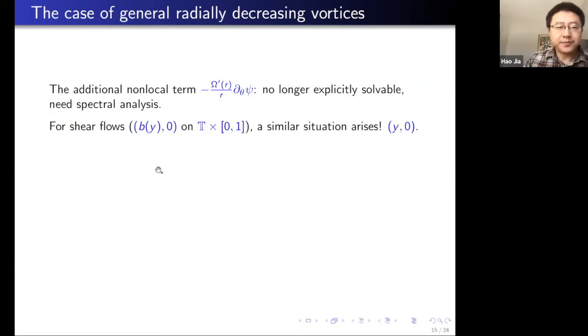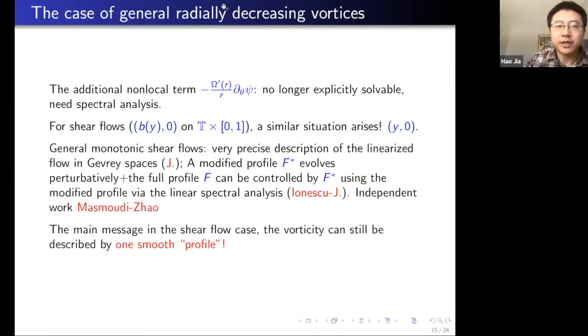Because of this non-local term, we can no longer solve the linearized problem explicitly. Instead, we need some spectral analysis. In fact, this kind of non-local term already appeared even when we considered the simpler shear flow case. The shear flow is a parallel flow given by (b(y), 0) on some domain. In comparison, for the Couette flow case, b double prime is equal to 0, so you don't have the non-local term. But here b double prime is not 0, and you have a non-local term.